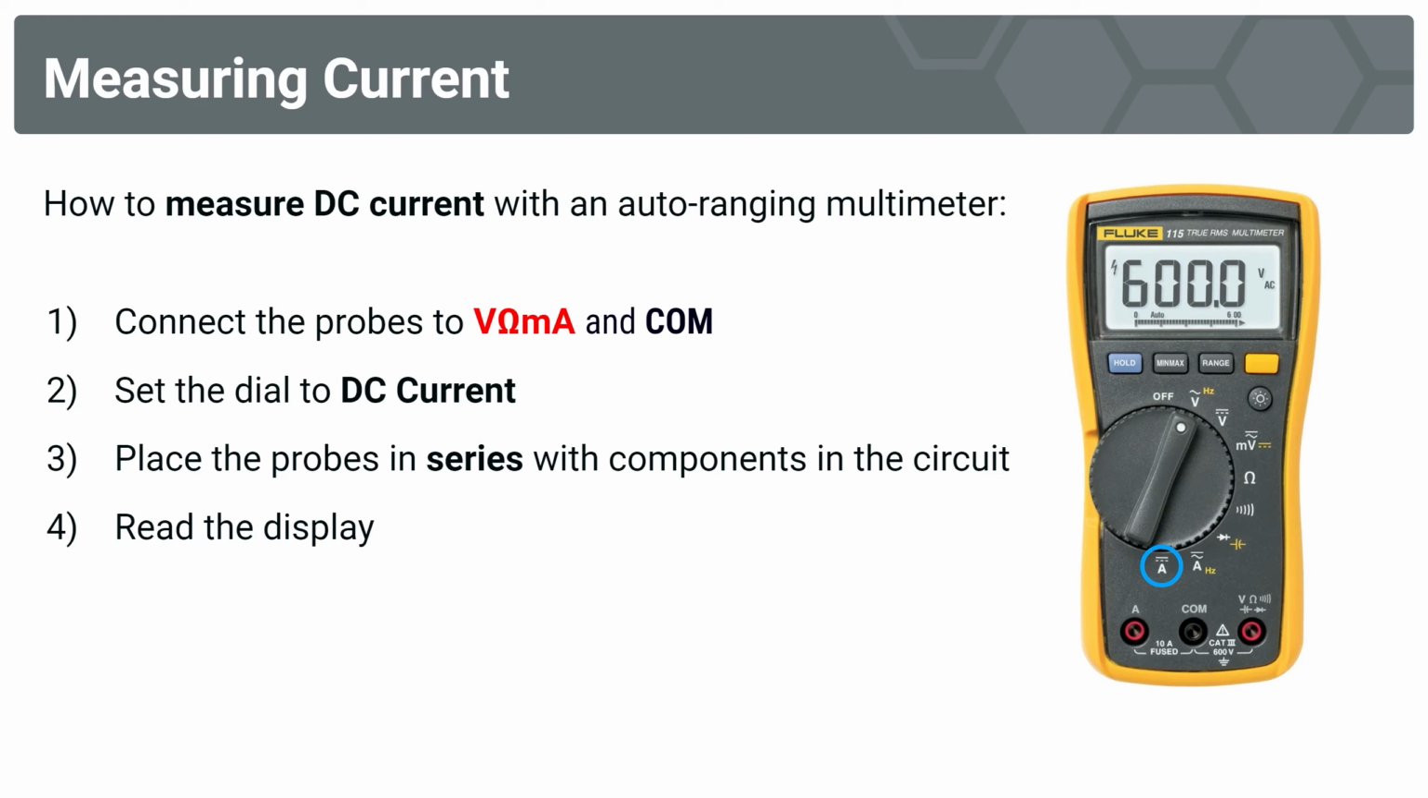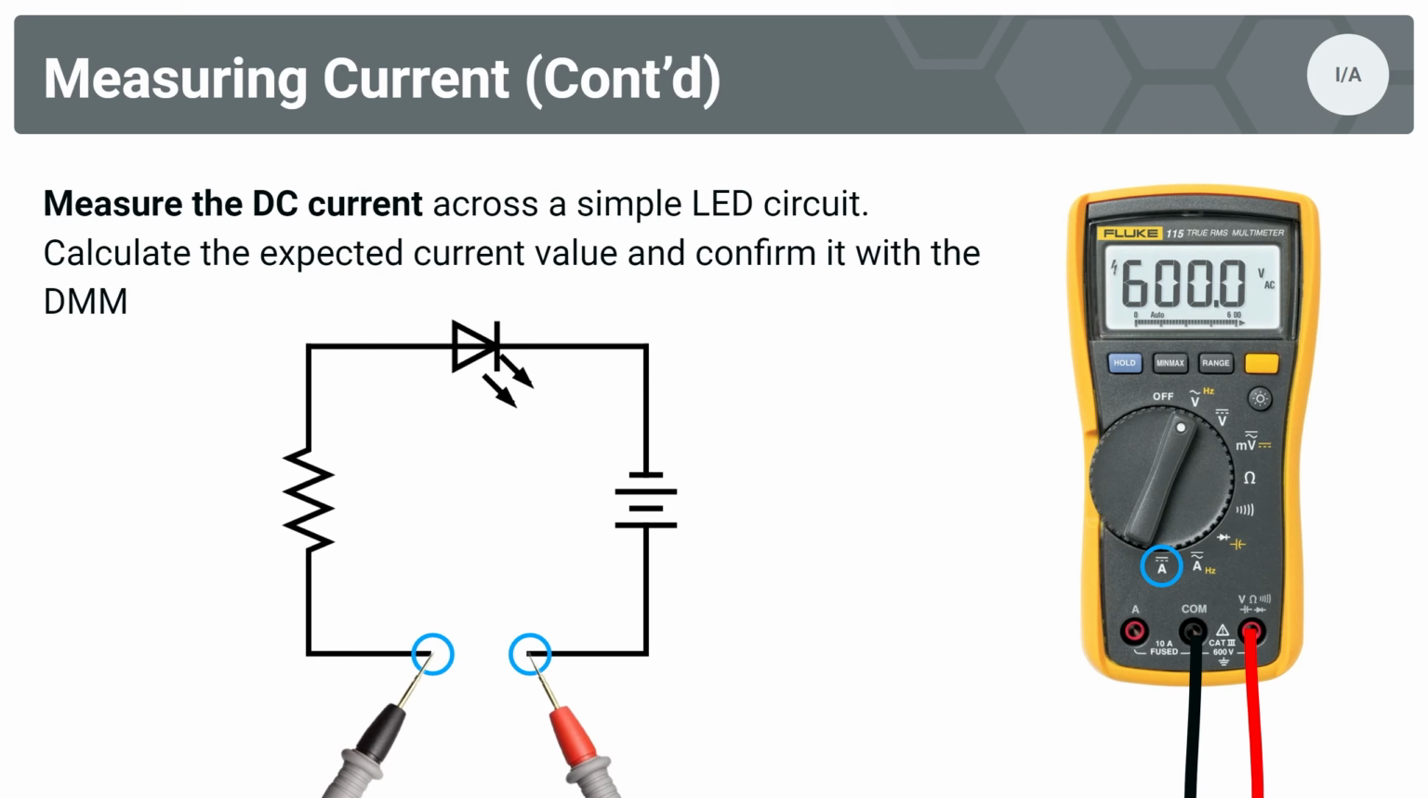It's going to read the current flowing through it as though it were just a node between two of our components. And so it should have little effect on the circuit, assuming we place the probes in series. And then as usual, we read the display. Let's see this all in action.